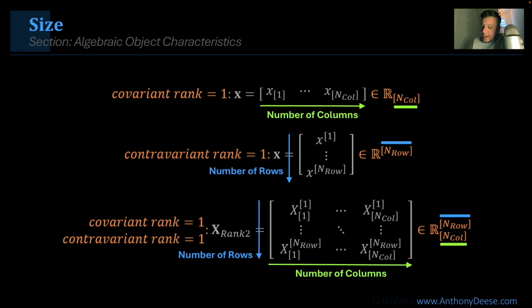Okay, so let's now move on to our second characteristic, which is size. The size of any algebraic object is going to be represented by, first, this script R. Now, why the script R? The script R indicates that this is some collection of real scalar values. We could use S, but again, we're going to assume that they're equivalent. All the scalar values are real.